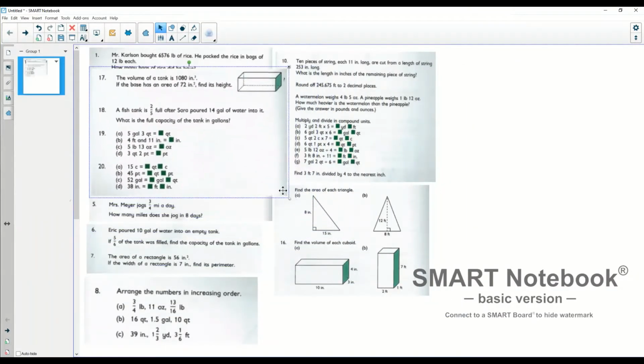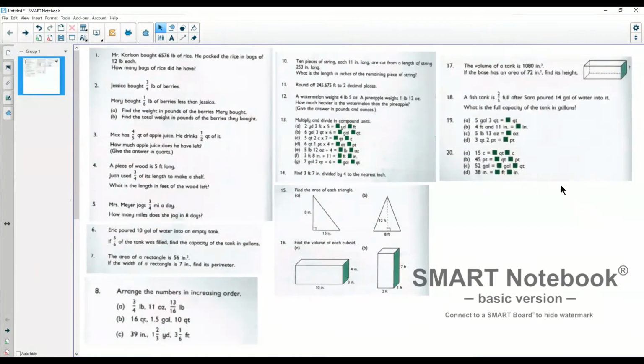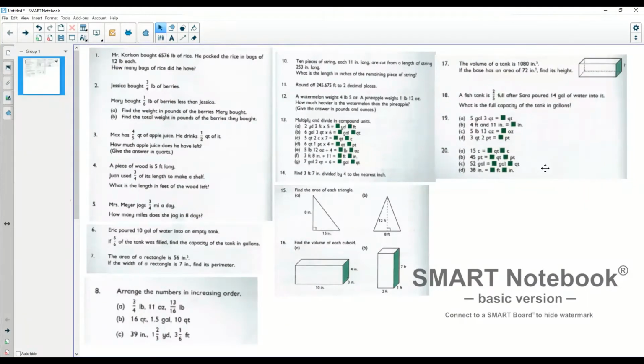After this class, we'll just teach 6A. I'm not sure about that, but for now, just work on these problems. And what's for homework? I don't think there will be homework either. We should be able to get through all of this.